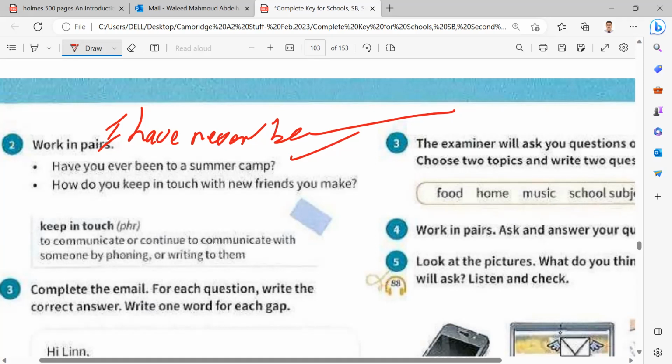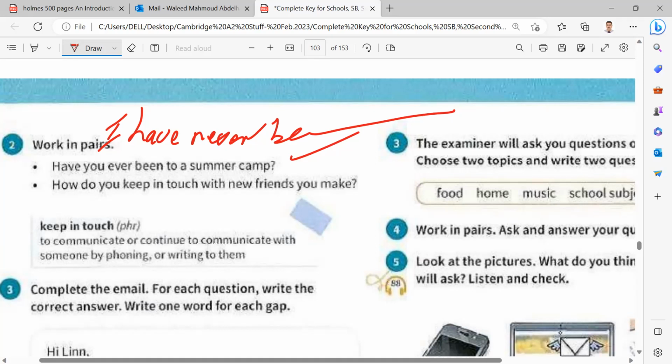Does make sense? Yes. So you can say, I have never been to a summer camp, but my cousin Lena went to a summer camp last summer, or a year ago. And actually, she told me about it. It was fantastic, an amazing experience for her. She spent a lovely time with her study mates, or you can say schoolmates.